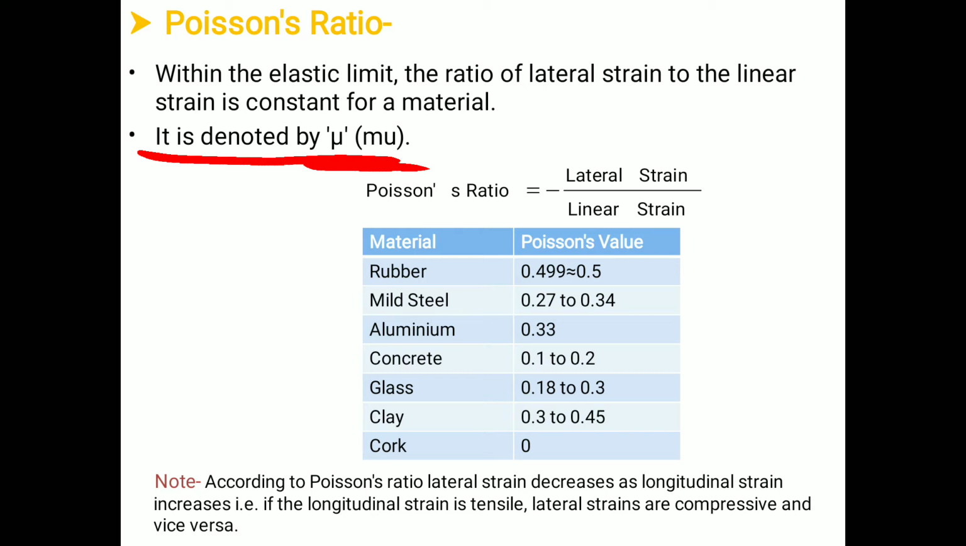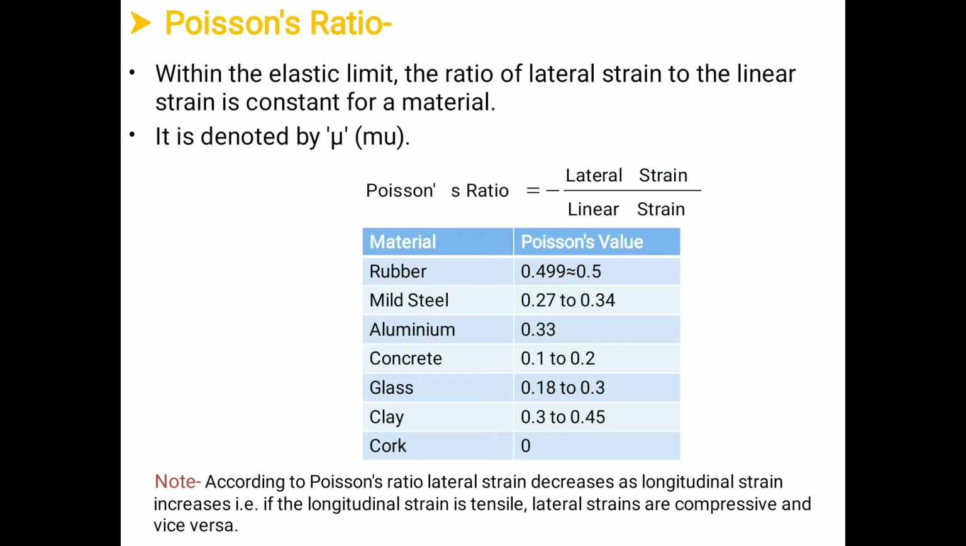When the deformation of the member is within the elastic limit, it is found that the ratio of lateral strain to the linear strain is constant for a given material. What does it mean? The ratio of lateral strain to the linear strain is constant for a given material. Mathematically, we have Poisson's ratio equal to minus lateral strain upon linear strain. What does it indicate?